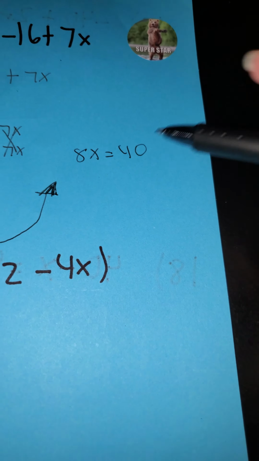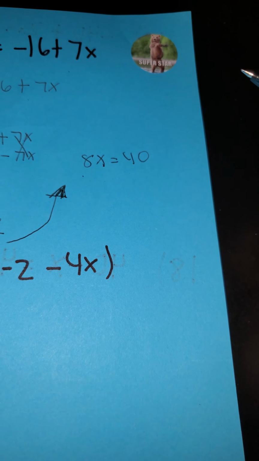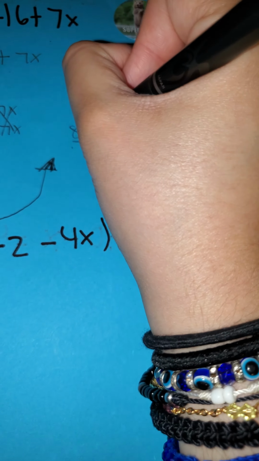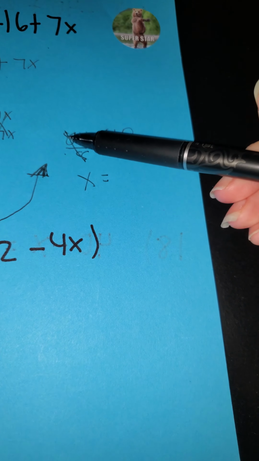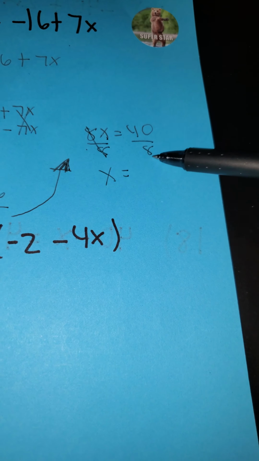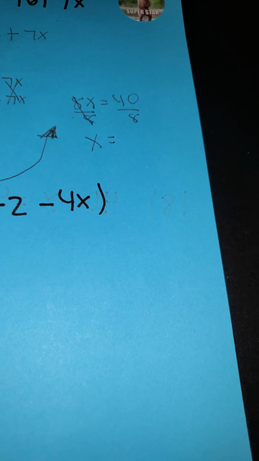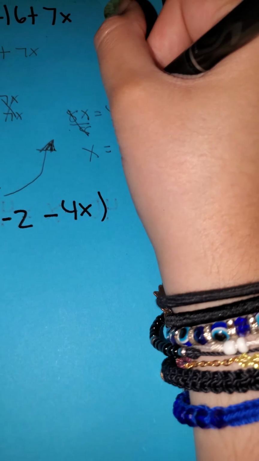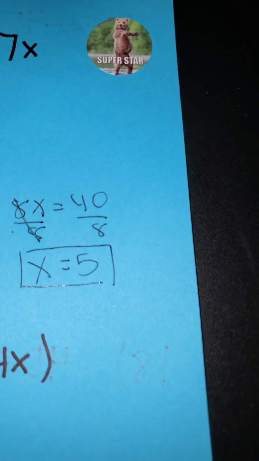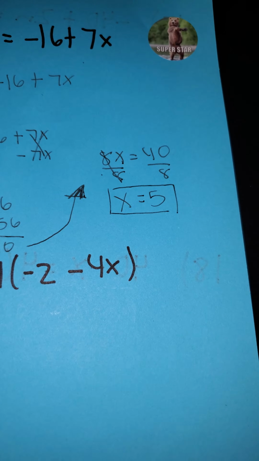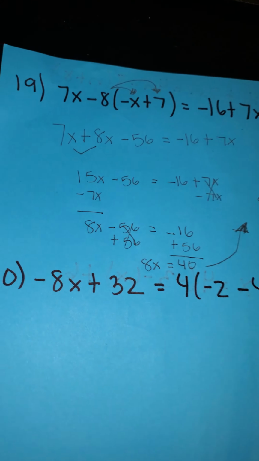Just like that. We want x by itself, so we need to get rid of this 8. So I'm going to do the inverse of multiplication, which is division. Here, they cancel out, and I'm left with this. We want to simplify that. Always want to simplify. So what is 40 divided by 8? 40 divided by 8, that gives me 5. That means x is equal to 5. Again, you can check your work by plugging this into your original equation. And lastly, problem number 20.